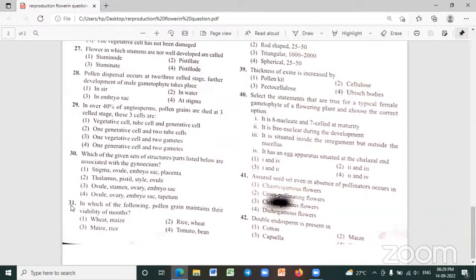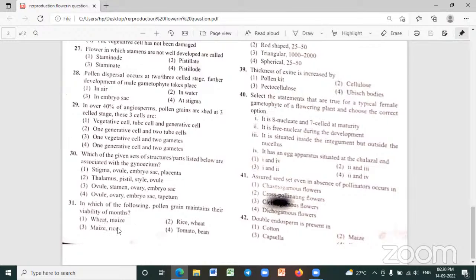And then 31. In which of the following do pollen grains maintain their viability for months? Already we discussed. Which one is the correct one? See, viability of months: wheat and maize, already we know about that. These are the three things already in our body. It is a maximum of 1 or 2 weeks. Like that they told. Rice, I think 3 to 4 days.